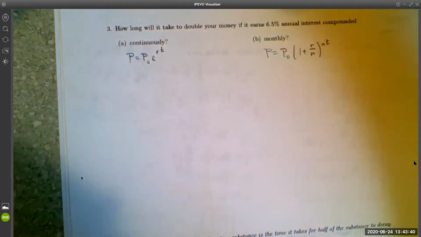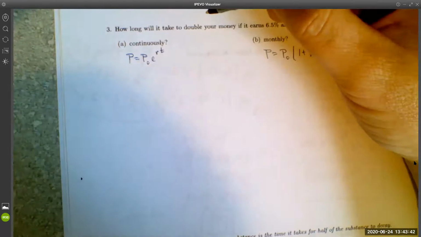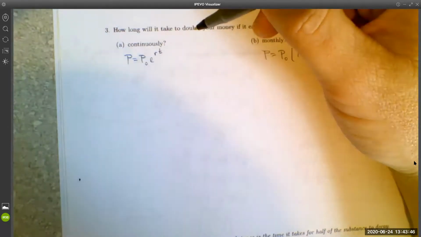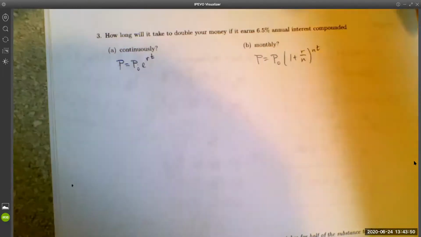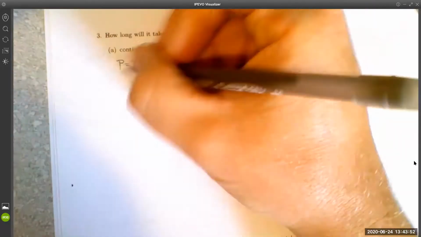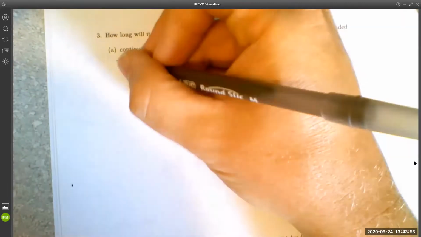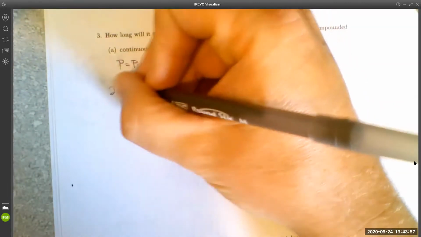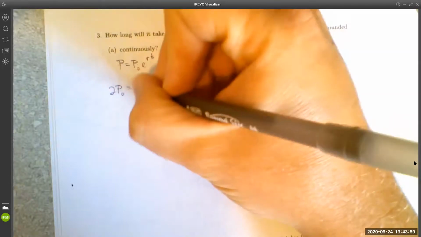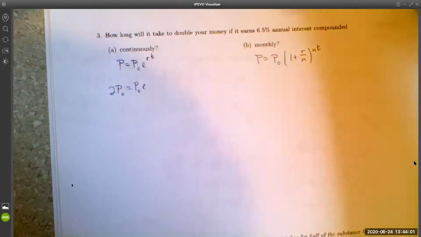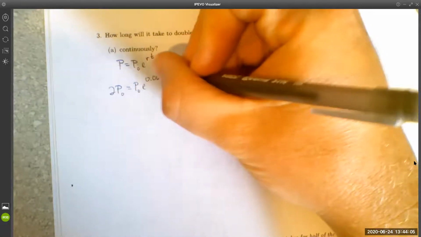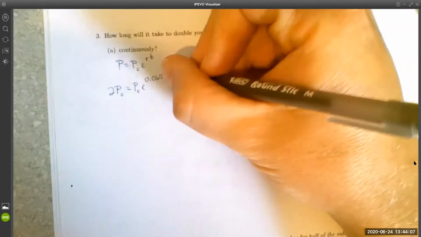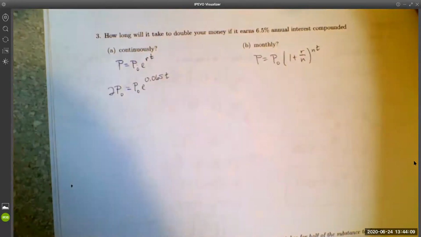We don't actually even know how much money we're starting with, but we just want to double our money. So it actually doesn't matter, because whatever the initial amount is, the final amount needs to be 2 times that. If our initial amount is P naught, then our final amount is going to be 2 times P naught. R is 6.5%. And T we don't know. T is what we're trying to solve for.